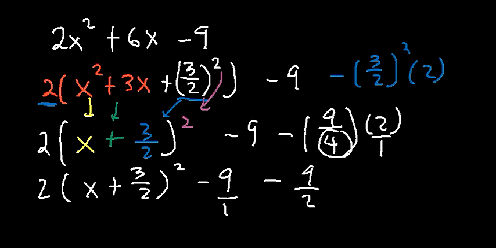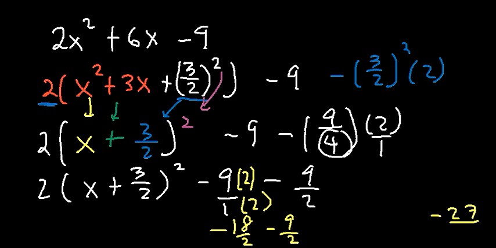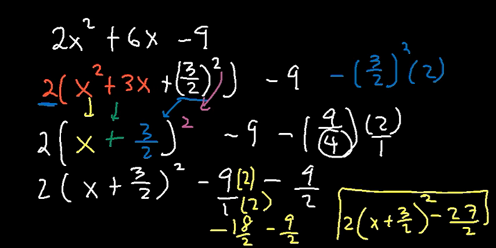And now we need to get common denominators. So we're going to multiply this by 2 over 2. So this is going to be negative 18 divided by 2 minus 9 over 2. And negative 18 minus 9 is negative 27 over 2. And we still have our original expression. So this is the answer. That's how we can factor by completing the square.